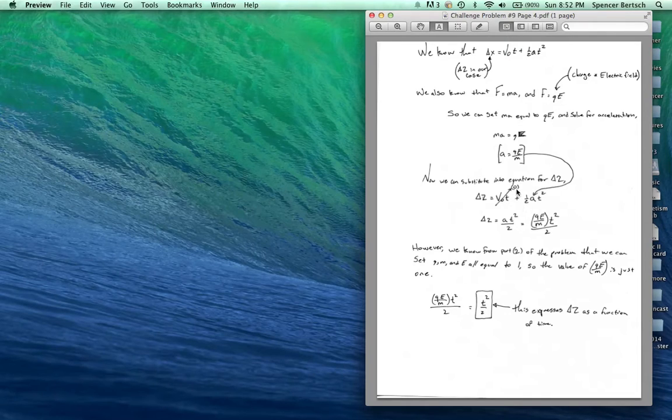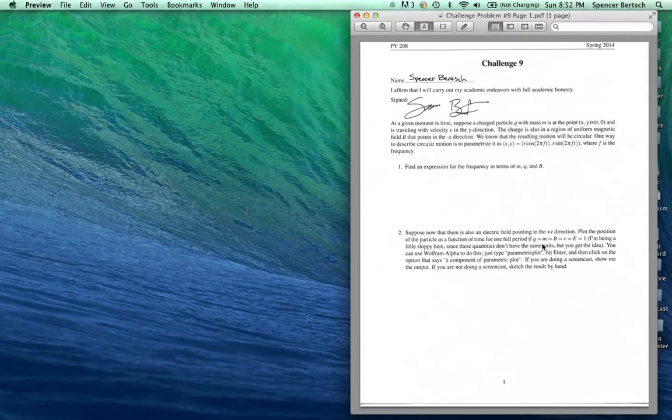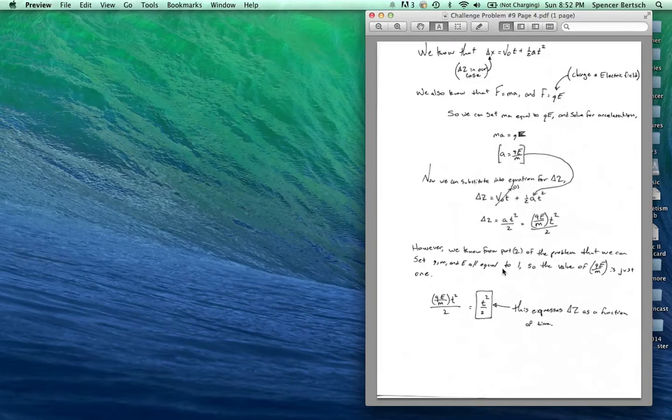So velocity initial in the z direction is 0, so we can neglect that term. We can plug this in for a, so delta z is equal to qe divided by m times t squared over 2. Then we know from the problem that we can set q, m, b, v, and e all equal to 1. So q, e, and m all just go to 1, and we just have t squared over 2. That's the expression of delta z as a function of time, which is again nice because it's so simple.